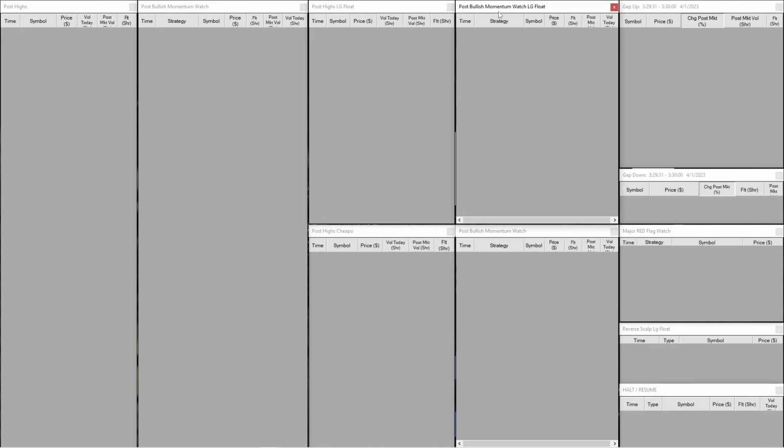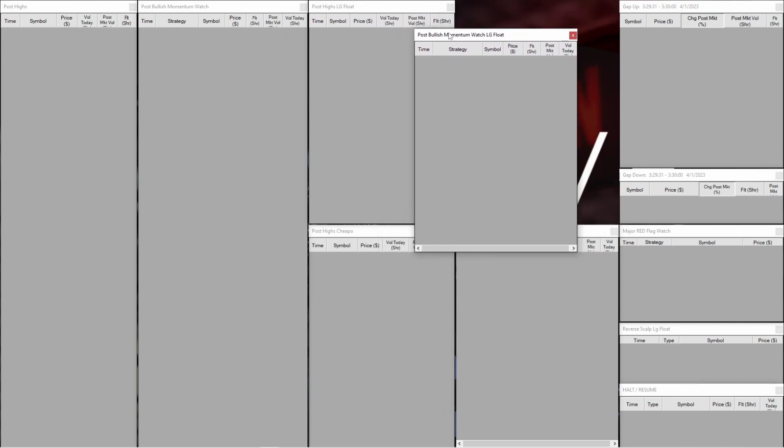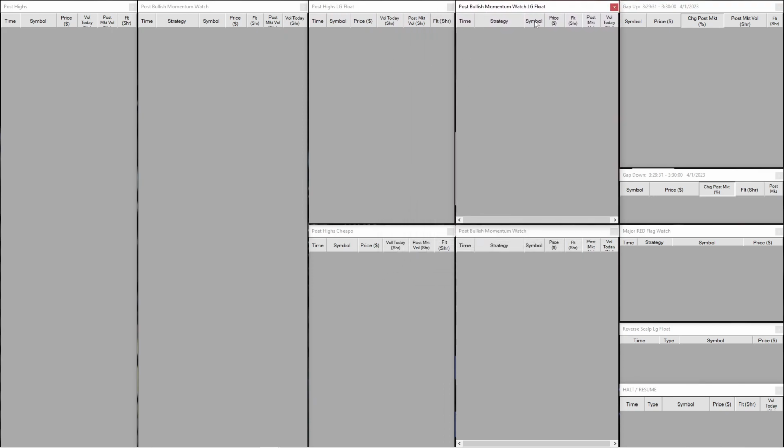This is the post bullish momentum watch large float. It's a long name. Same thing, large float. That's what's important. These are larger float names. So yes, they could get going. Yes, they could have continuation. No, they are not A+ setups. So this will never be an A+ setup if it hits these scanners. If it hits these other scanners, it can be an A+ setup. Doesn't mean it is, but it can be. But the post highs large float and the post momentum large float, both of these are large float scanners. So it makes sense.